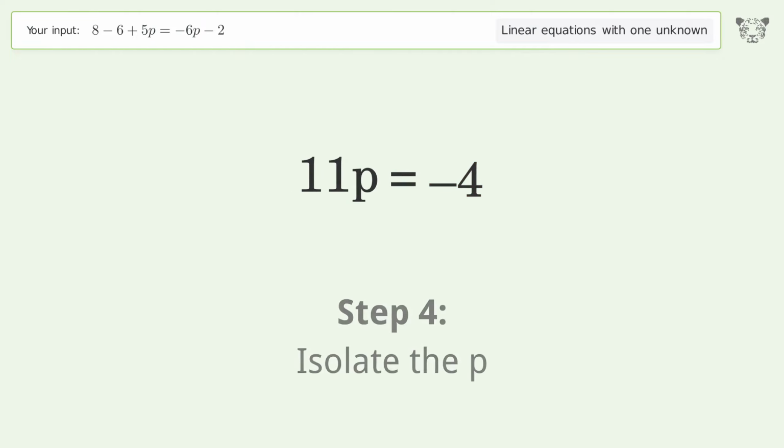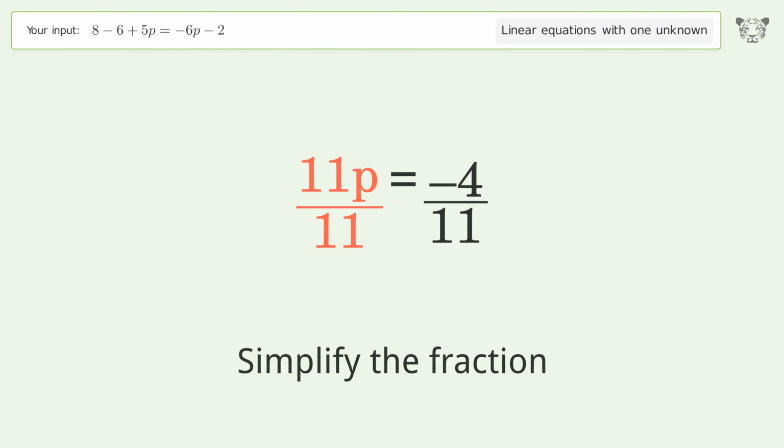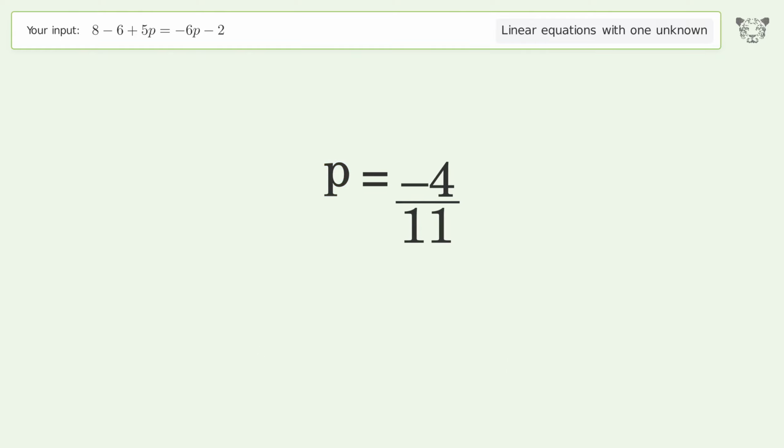Isolate the p. Divide both sides by 11. Simplify the fraction. And so the final result is p equals -4/11.